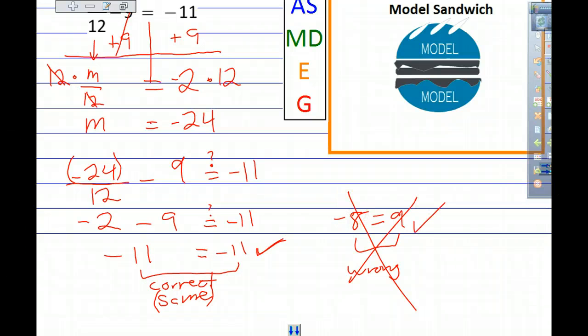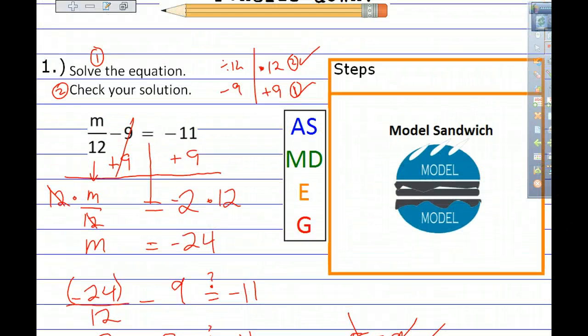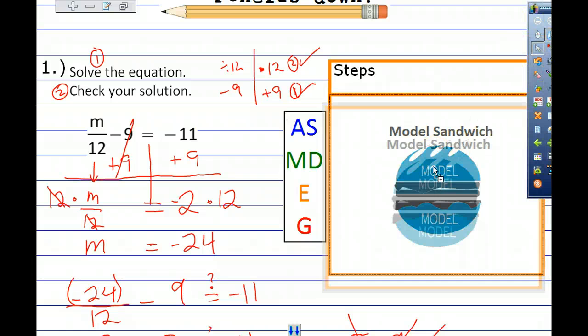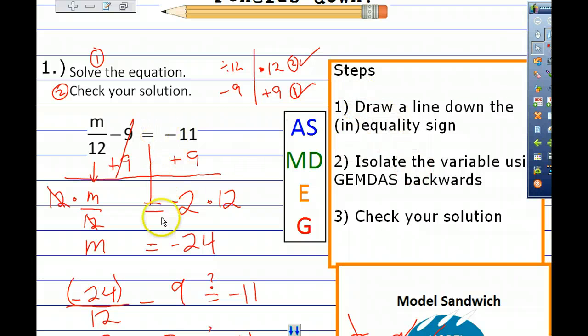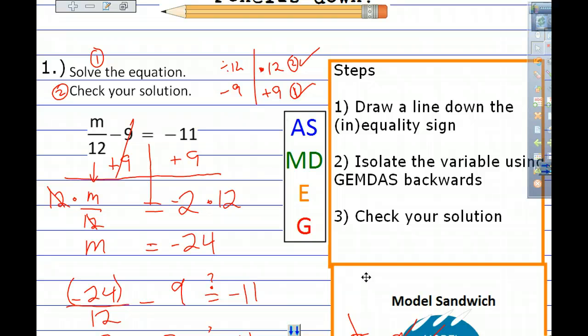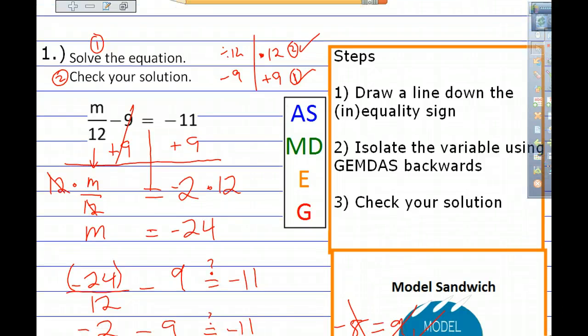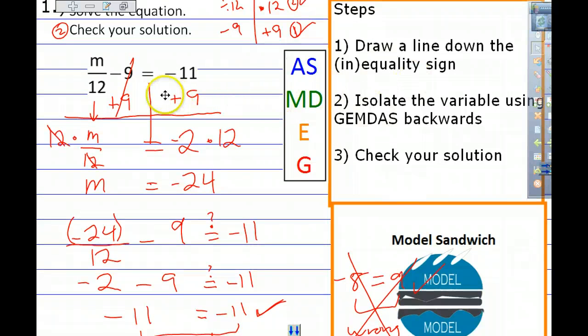Okay, so it works very, very well. First thing we're doing, we're going to draw a line down. I showed you how to set this up here to do the opposite. Okay, and we end up doing everything backwards. We do a plus sign. We do it multiplied by 12. And then at the end, check your solution. So we have step 1 right here. Step 2 is solving. Step 3 is checking.